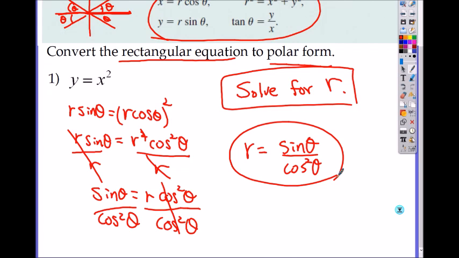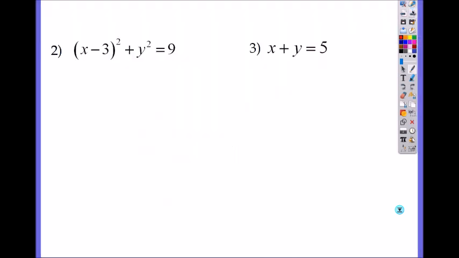Okay, let's try two more. So number two, what can we do? First, you cannot take the square root because you have an addition term here. You cannot just square root each side. That doesn't work. First, FOIL and see if there's anything you can combine. So what is x minus 3 times x minus 3 plus y squared equals 9?